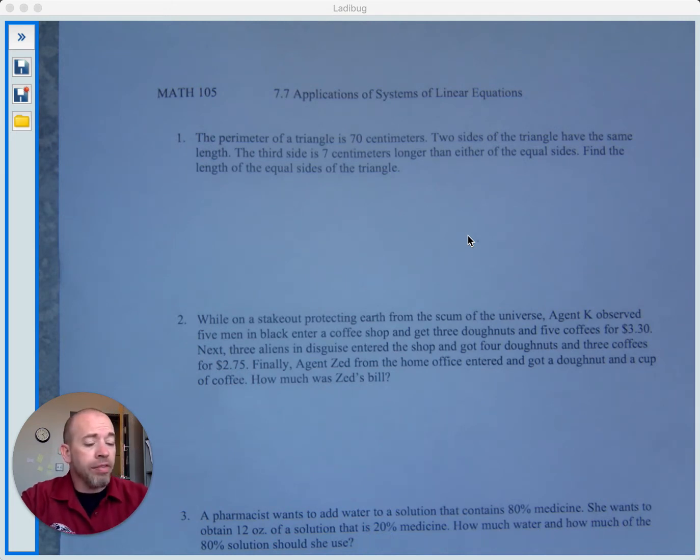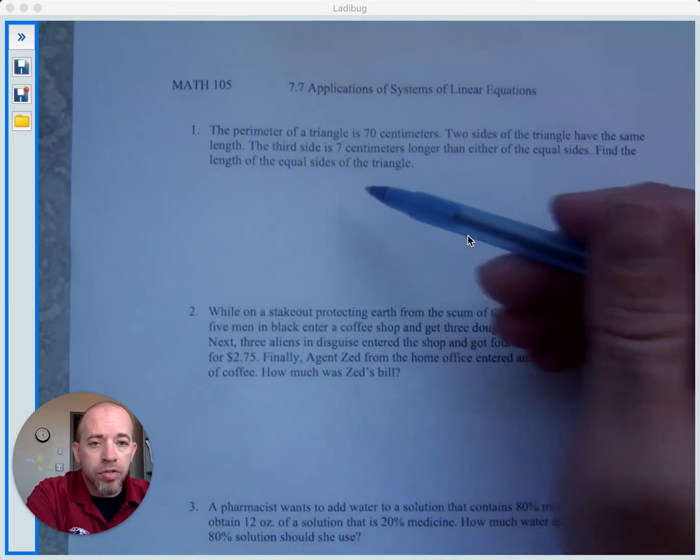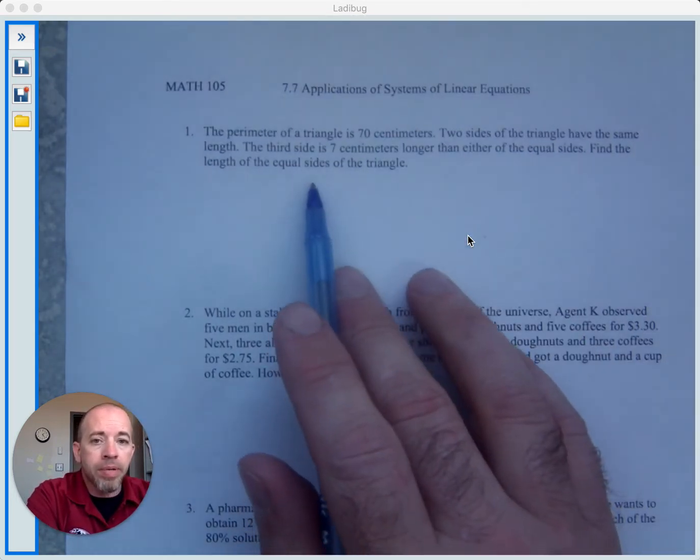Everybody's favorite, right? We have 4 of them. You'll see some similar to these types in your MyLab homework. The first one is a kind of geometry application. It's talking about a triangle. So we're told, let's just draw a picture. We're told something about the perimeter.